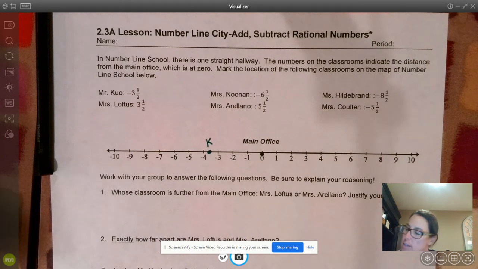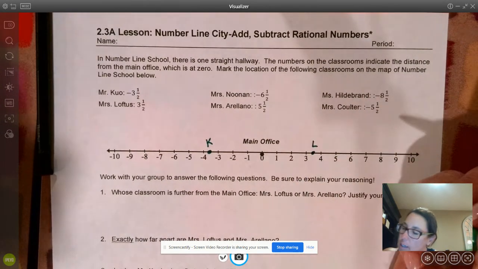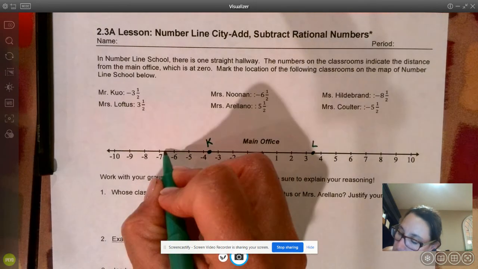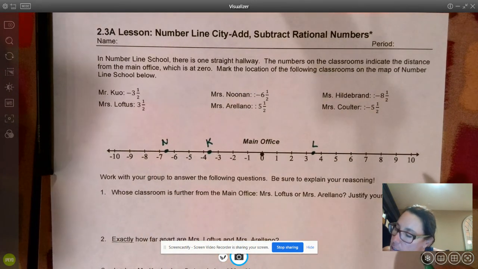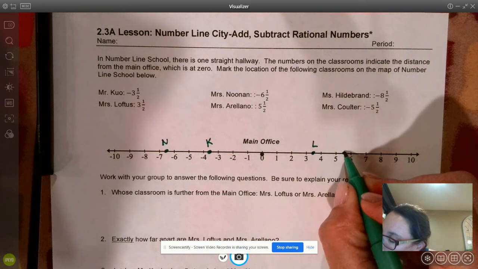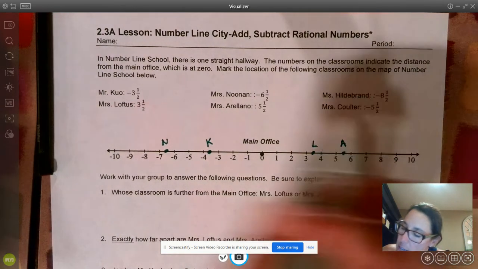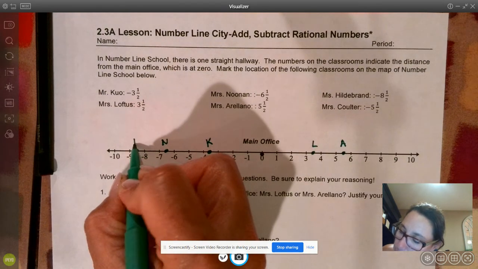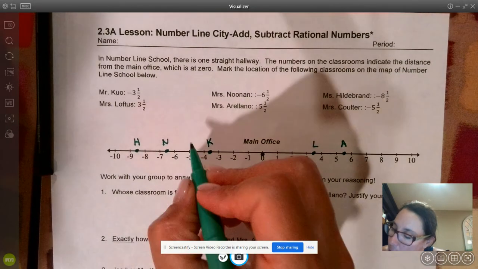Mrs. Loftus is at 3.5. That's right between there. Noonan is -6.5. Ariano is 5.5. Hildebrand is -8.5. And Coulter is -5.5.